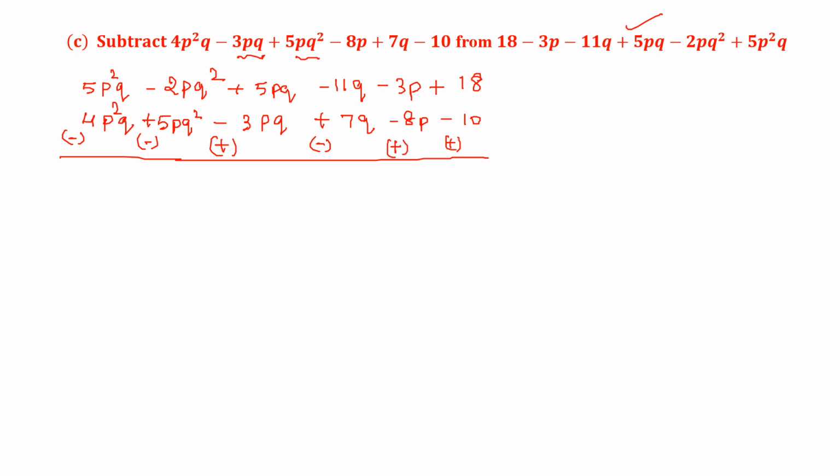Now 5 minus 4 will be 1, so it will be only p square q. Minus 2 minus 5 will give minus 7pq square. And plus 5 plus 3 will give plus 8pq. Then minus 11 minus 7 is minus 18q. Minus 3 plus 8 will be plus 5p. And plus 18 plus 10 is plus 28. So this is the required answer.